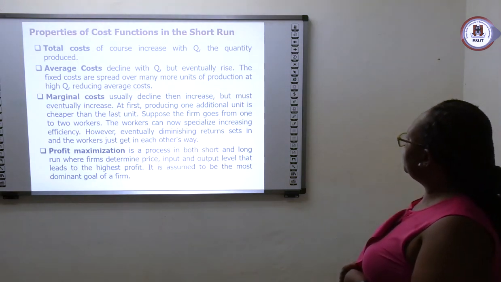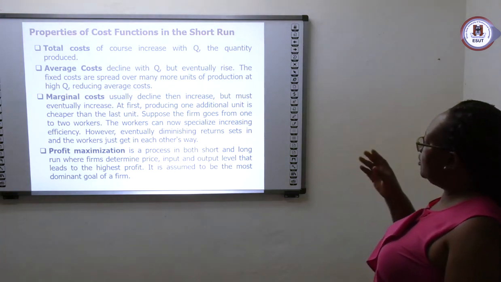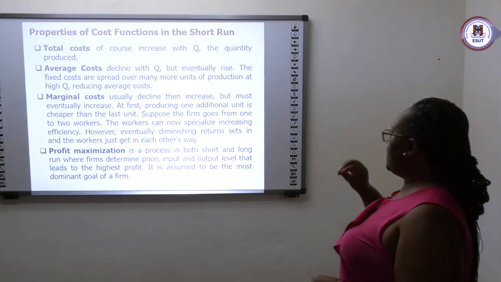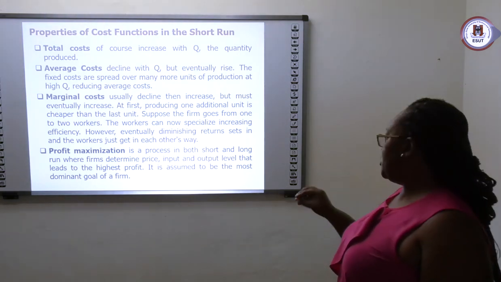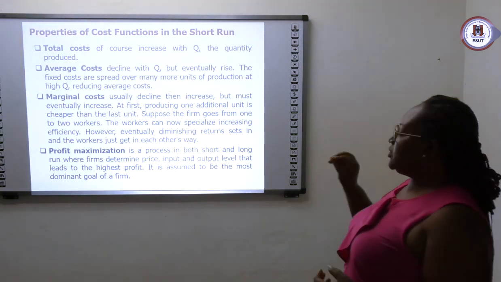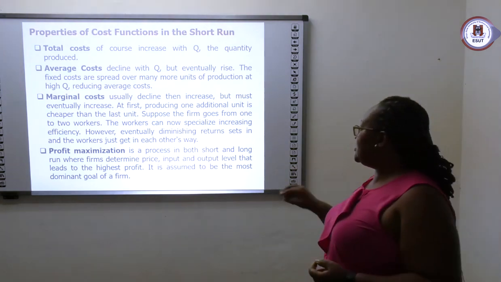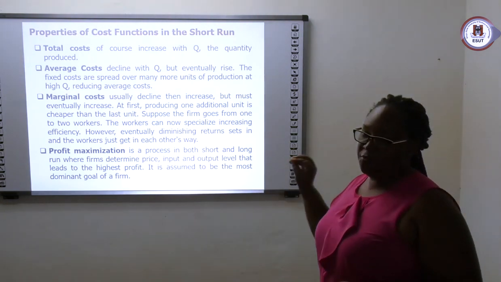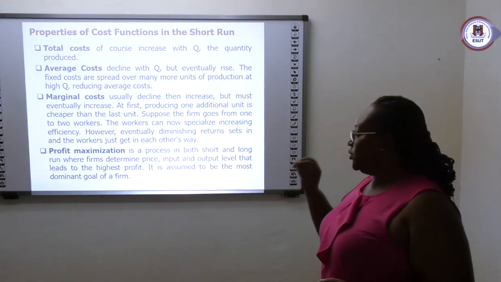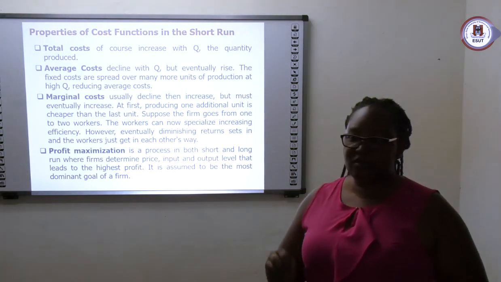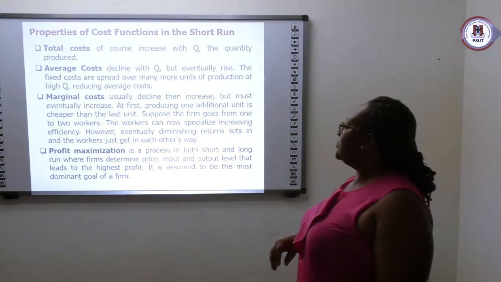Properties of cost function. In the short run, we'll have the total cost, we'll have the average cost, we'll have the marginal cost, we'll have the profit maximization. Remember that profit maximization in business is the utmost aim of entering into business, because for you to enter into business, you must maximize your profits. That's the essence of business.